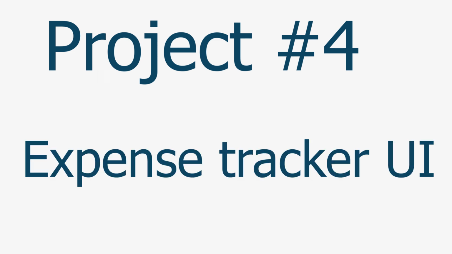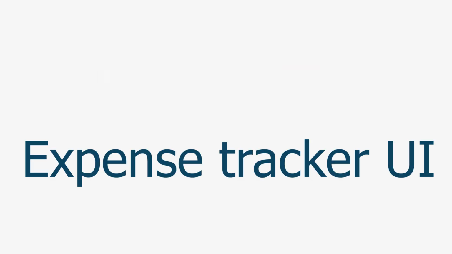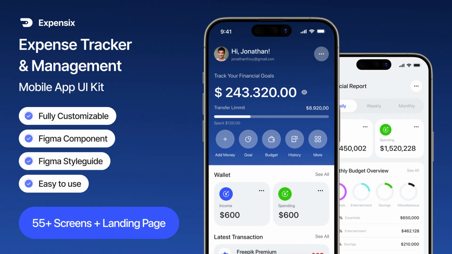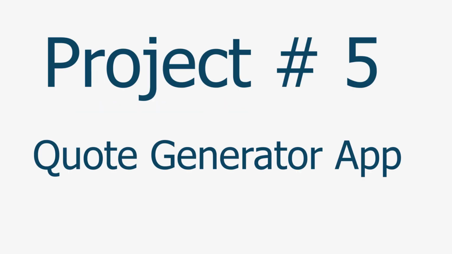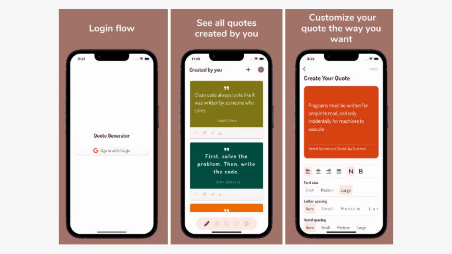The fourth project is the expense tracker UI. This will level up your UI skills: cards, icons, shadows, charts, colors, and everything. It looks amazing in your portfolio, and it's what the most popular types of app companies ask for. The fifth project is a quote generator app. Every time the user clicks the button, you show a new quote from an API or a local list. You can even add a small animation like a fade in or a slide. It's easy, but it feels really satisfying to build.